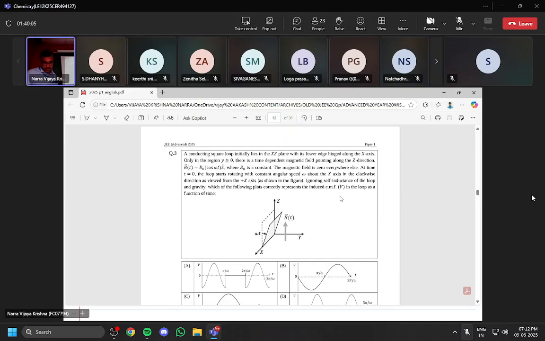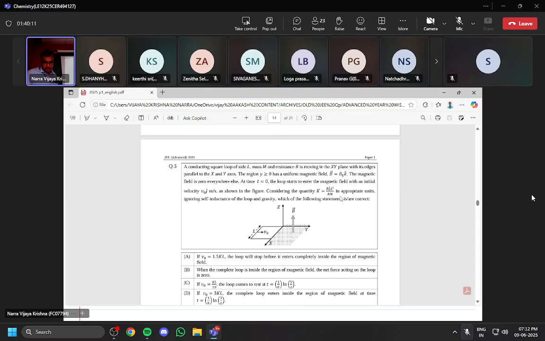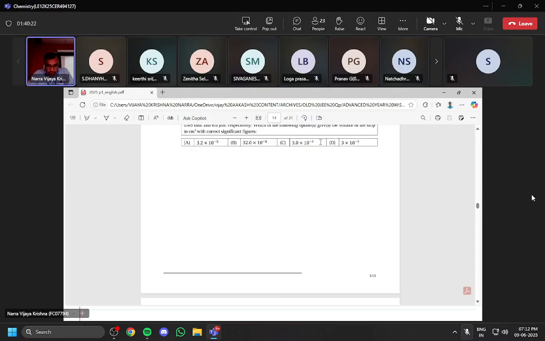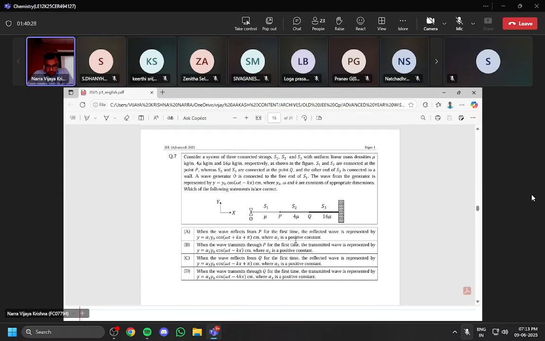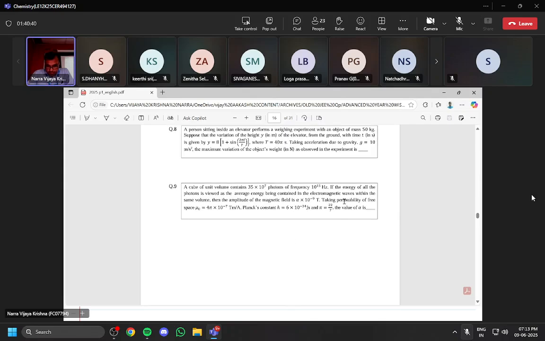Circular disk. This is magnetic field. Linear calculus. What is this, sir? Again, magnetism. Significant figures, waste question. Lenses. This is wave optics. This is waves. This is electromagnetic radiation. This question you can solve. By using chemistry knowledge, you can solve, man.